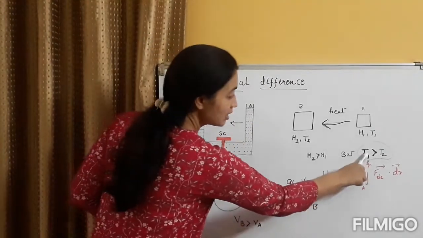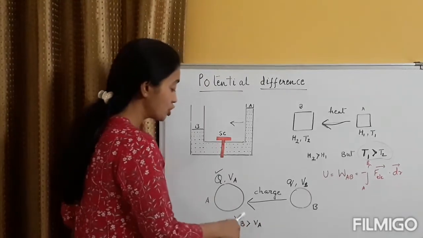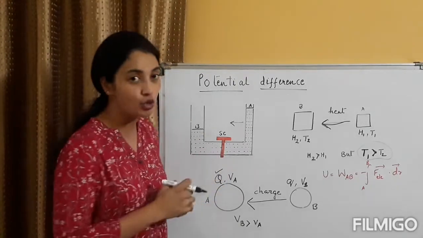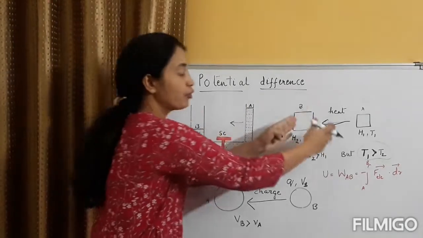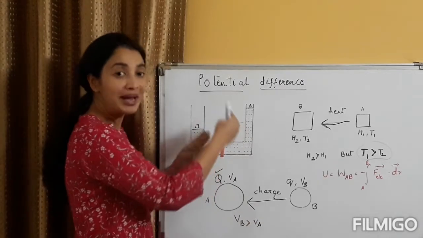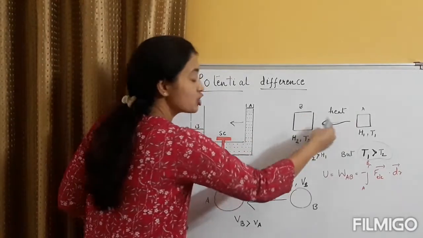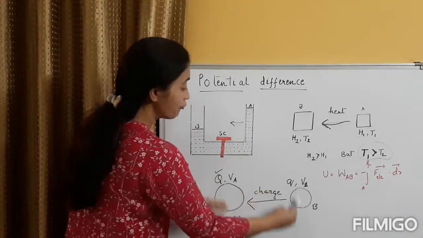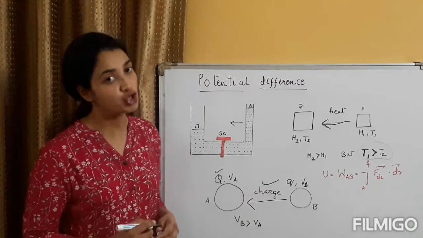Conclusion: water flows from higher level to lower level, heat flows from higher temperature to lower temperature, and charge flows from higher potential to lower potential side. These indicate that there is some difference in height, difference in temperature, and difference in potential. Difference in height makes the liquid flow because it creates pressure difference. Difference in temperature makes the heat flow. Basically, heat is energy in transit. And difference in potential is responsible for the flow of charges.